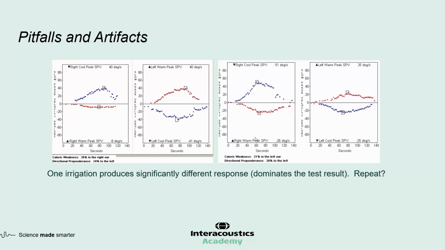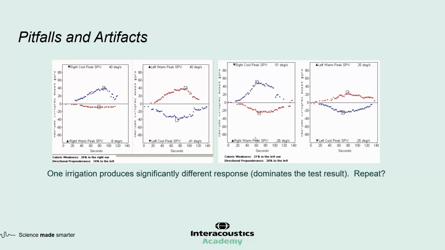There are a few cases, recently I've seen several of these, where the patient has one warm irrigation that's substantially larger than the other. As I said, sometimes if that's the first one, that's just the order effect, but sometimes that's not the first warm irrigation, it's the second one. Generally, you should consider this an artifact and repeat it. But I've seen a few cases that have been repeatable.